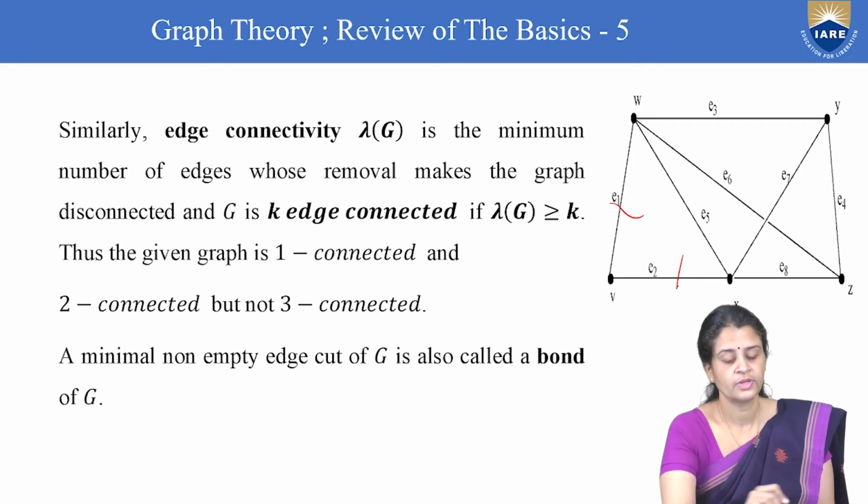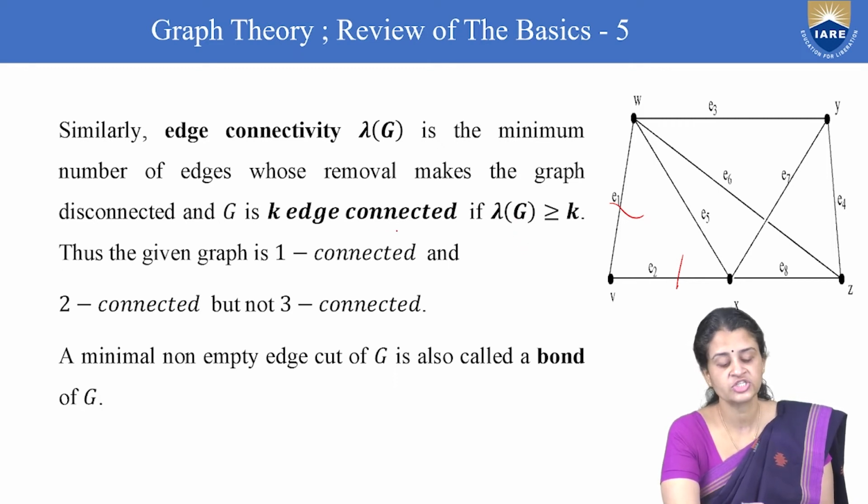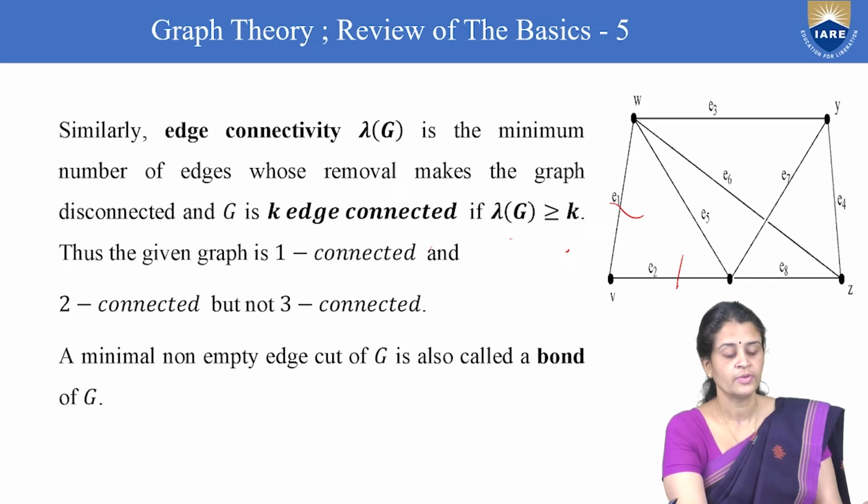So, here also, as earlier with K connected, we call it K edge connected if lambda G is greater than or equal to K. So, here we have 2. So, we can say that this graph is 1 edge connected, and also we can call this graph 2 edge connected. We cannot say it to be 3 connected or so.